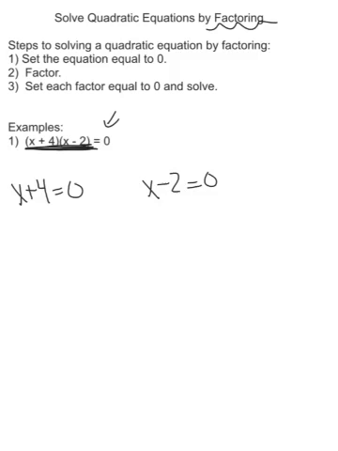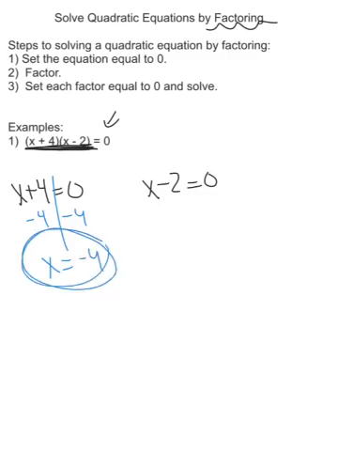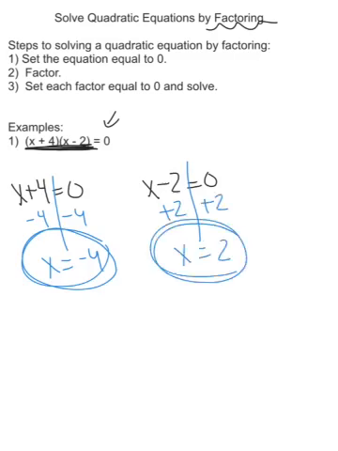And then we're just going to solve these. So the first one, we'll subtract 4, and our answer is x equals negative 4. And then we'll solve the second one, x minus 2 equals 0. So we'll add 2, and x equals 2. And notice we have two answers. On quadratic equations, since our highest exponent is a 2, that means we're going to have two answers.